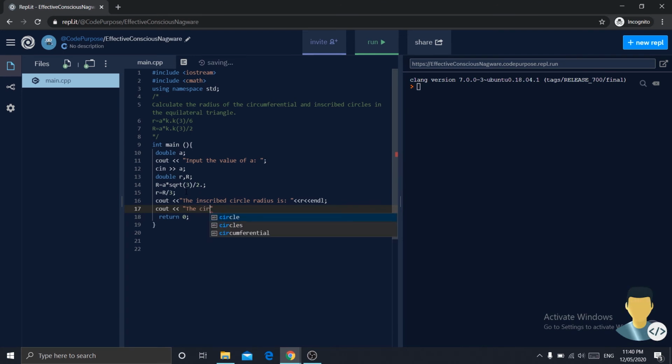cout the circumferential circle radius is the big R. Now let's try our code.